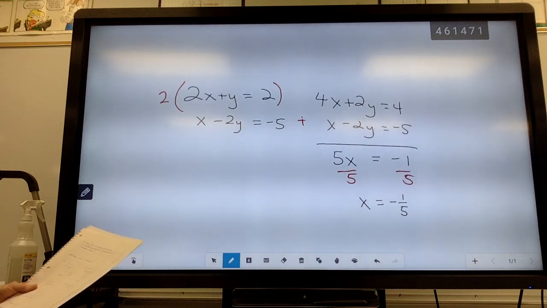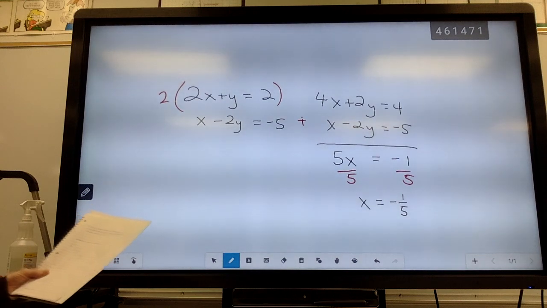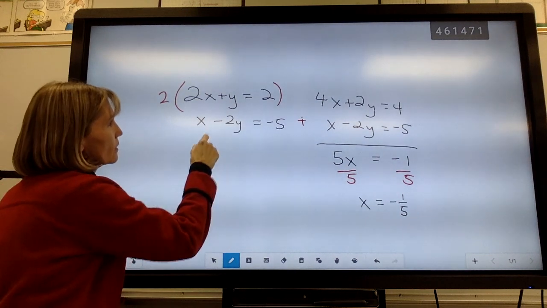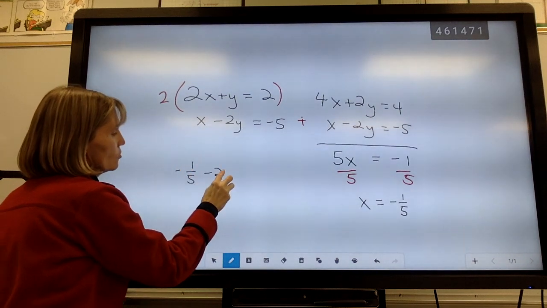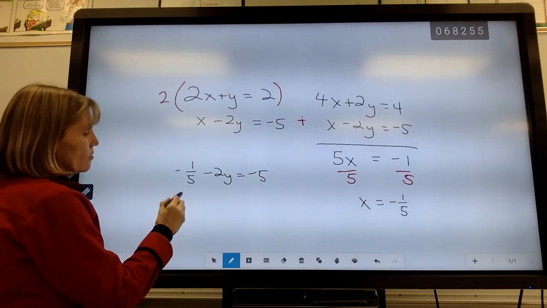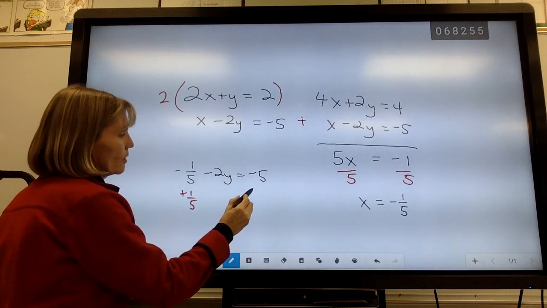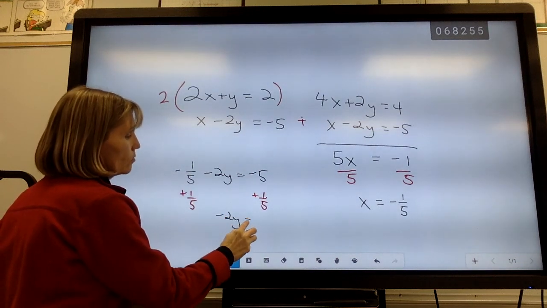Okay, I just want to make sure I've got the right equation up here. Okay, this is going to be messy, but hey, we can do it. If I plug this x in, I'm going to say negative 1/5 minus 2y equals negative 5. If I add 1/5 to both sides, we get negative 2y equals.